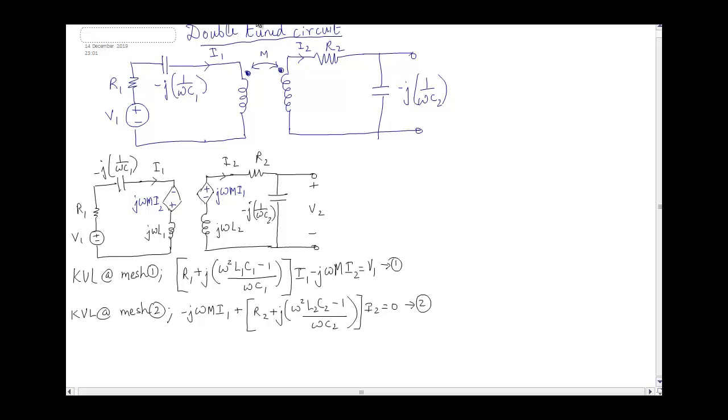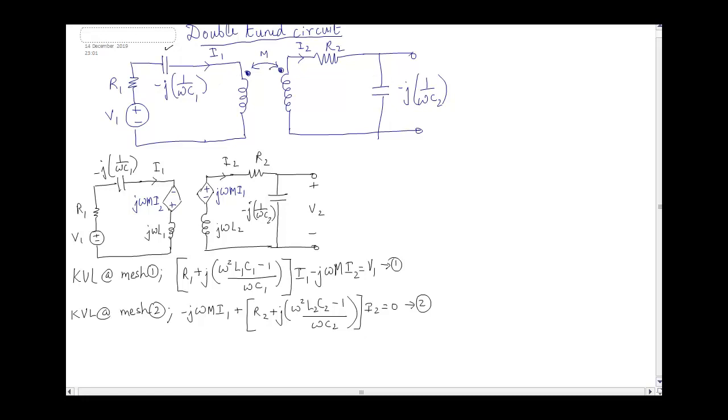Now let's look at the double tuned circuit. As you can see, the double tuned circuit is called a double tune because here we have an additional capacitor, a tuning capacitor, at the primary side, along with a capacitor in the secondary side. So both the sides are tuned.